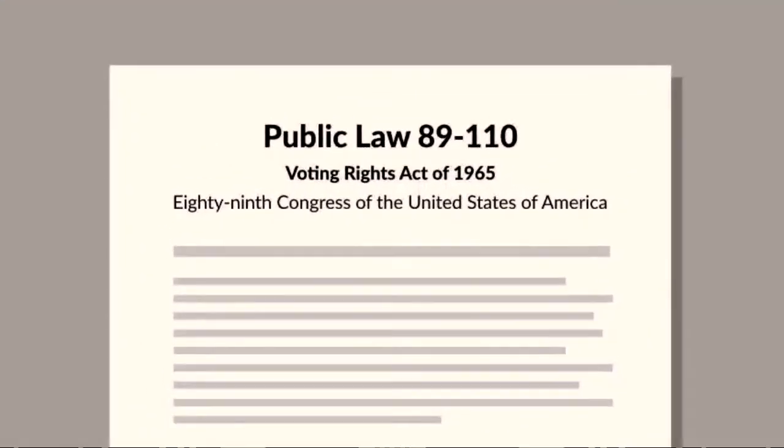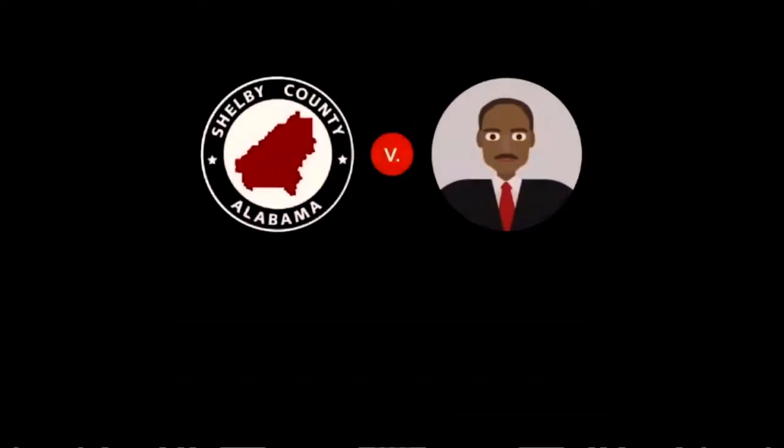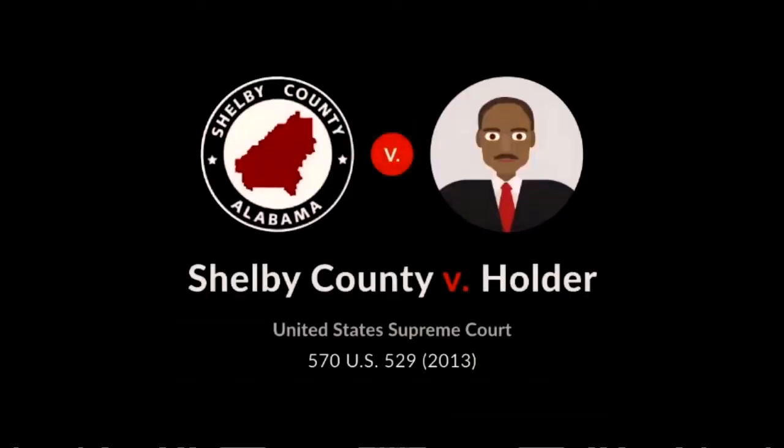Racial discrimination, Congress passed the Voting Rights Act of 1965. The act put certain states on probation for their historical disenfranchisement of African American voters. In the 2013 case of Shelby County versus Holder, the United States Supreme Court addressed whether these probations are constitutional.